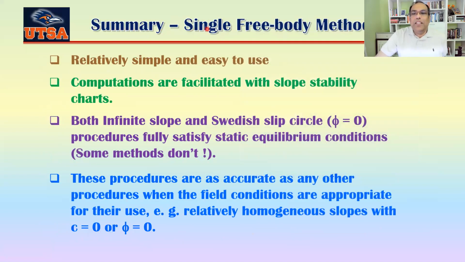So that's the summary. Single free body methods are relatively simple and easy to use. Computations are facilitated with slope stability charts, because there are a lot of charts provided by different scientists that we can use sometimes. Both infinite slope and finite slope, meaning the Swedish slip circle phi equals 0 method, are procedures that fully satisfy static equilibrium conditions.